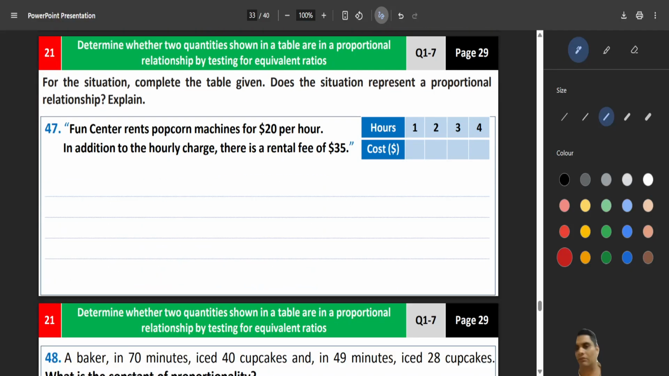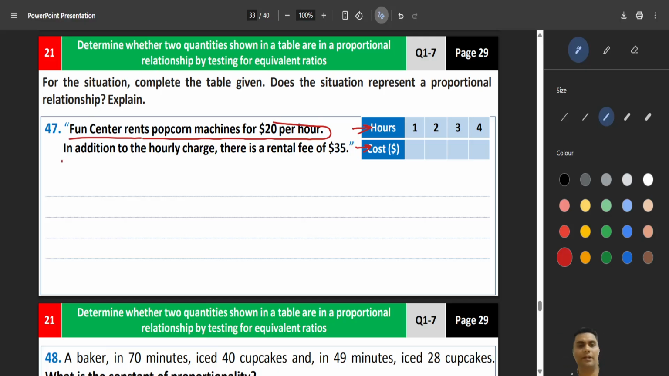Okay, one more situation. Same question. We have to fill the table and then we have to check whether it is proportional or not. Okay, what is the table about? The table tells me about the number of hours and the cost. Okay, let's read the question to get a better understanding. Fun Center rents a popcorn machine for $20 per hour. Okay, if I rent this machine for 1 hour, then I have to pay how many dollars? $20.